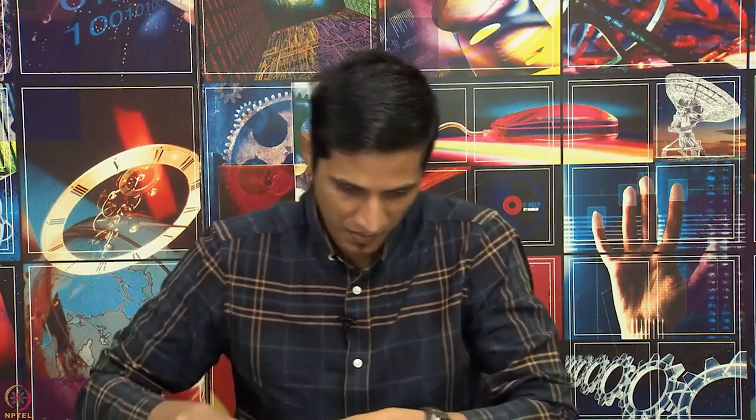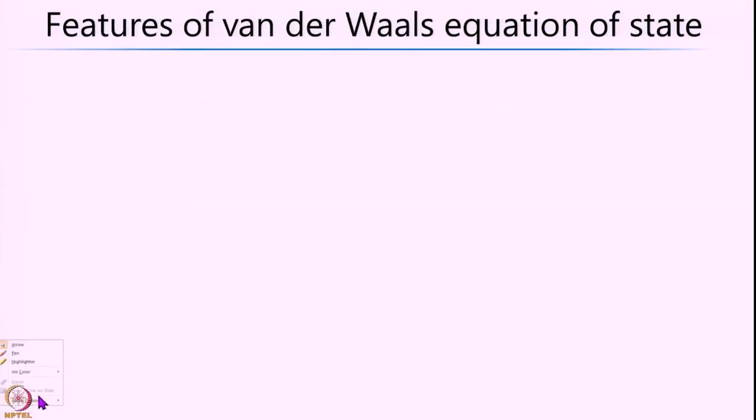Alright. So, now let us go ahead and try to look at what are the main characteristic features of this Van der Waals equation. I will again rewrite the Van der Waals equation so that we all remember what we are talking about. That is, P is equal to RT divided by Vm minus B, minus A divided by Vm square. Okay. So, I hope everyone remembers this. And once we have this equation, the following features become pretty obvious.